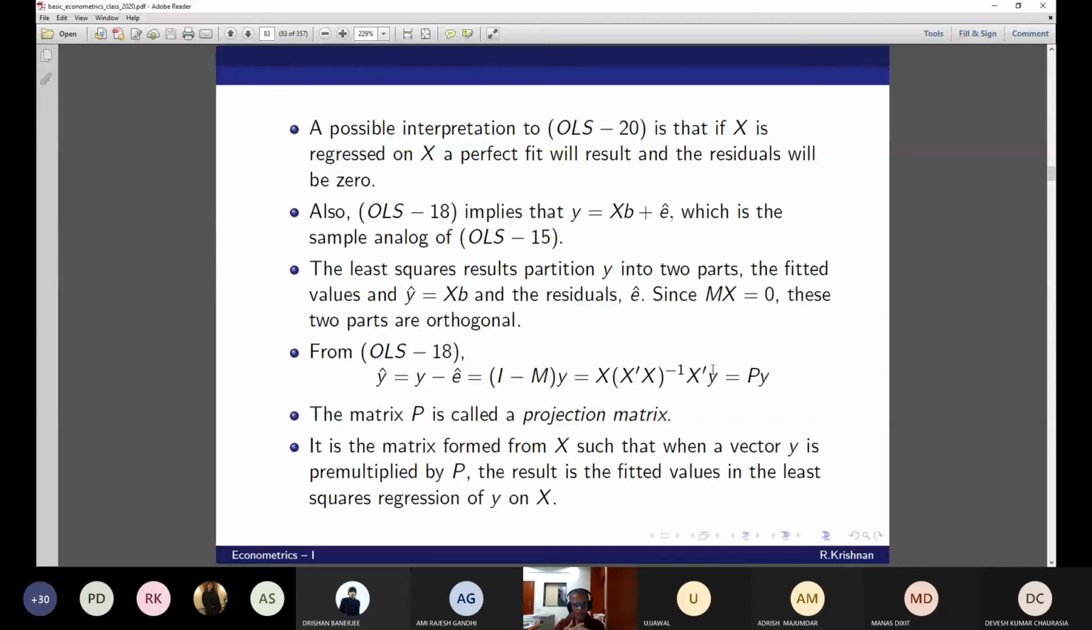The fitted values y hat is equal to Xb and the residuals e hat. Since MX is equal to 0, these 2 parts are orthogonal. What is orthogonal? Orthogonal matrices. Have you heard of orthogonal matrices and orthogonal vectors? Are people there? Yes, sir.